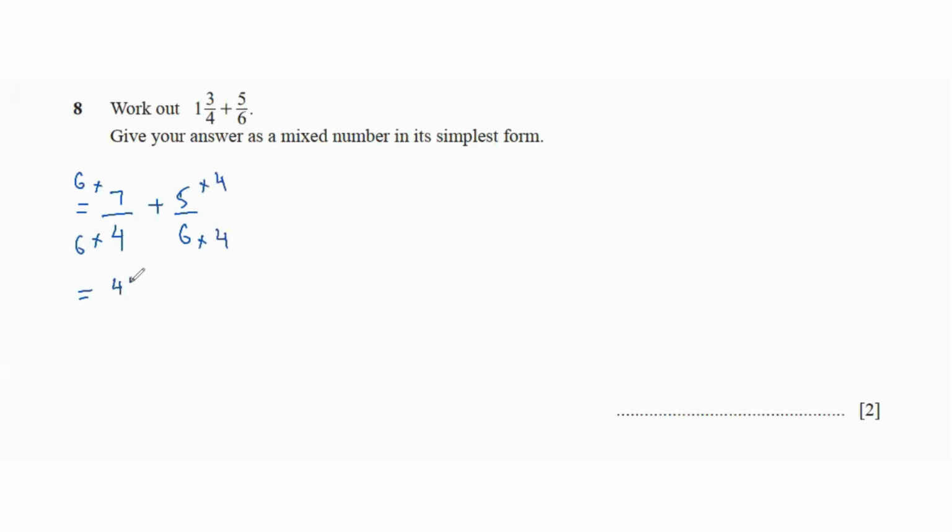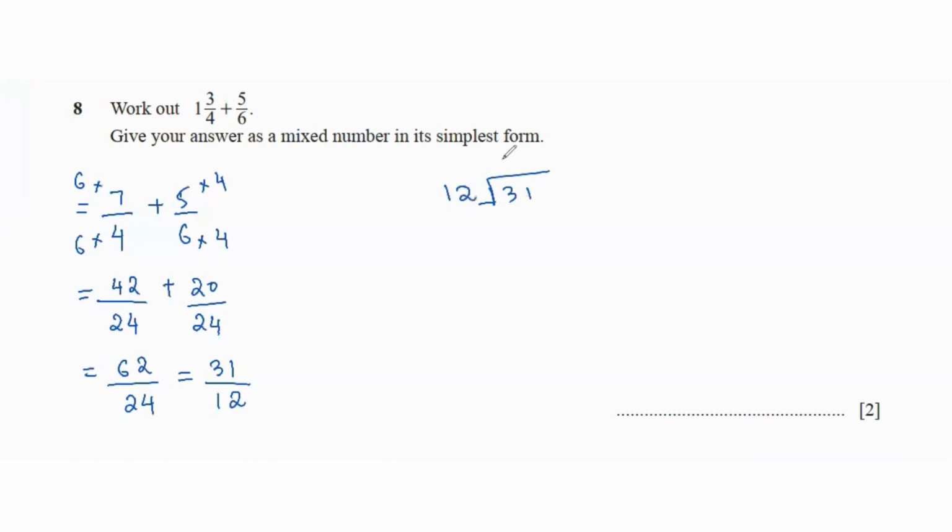So that would be 42/24 plus 20/24, which is 62/24. We can simplify this. It becomes 31/12. Now we divide it again to convert it into a mixed number. We know 12 times 2 is 24. Going to give us 7. It's going to be 7 whole number 2/12, which can be further simplified to 7 whole number 1/6. That is our answer.